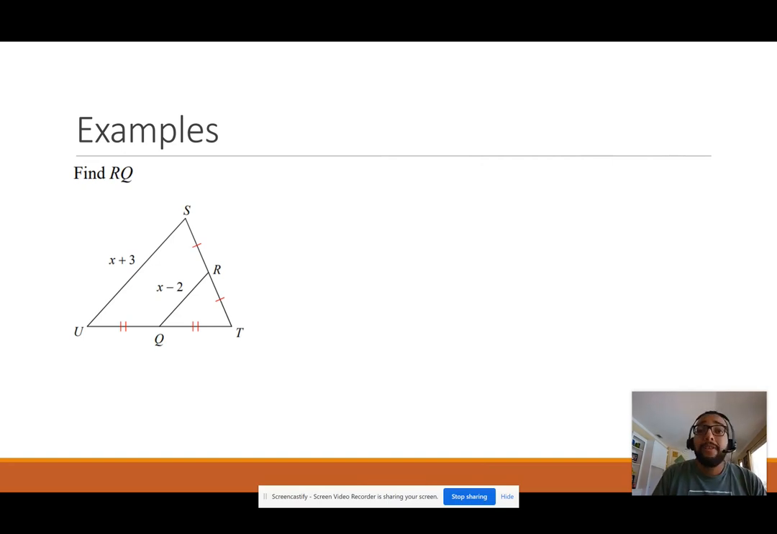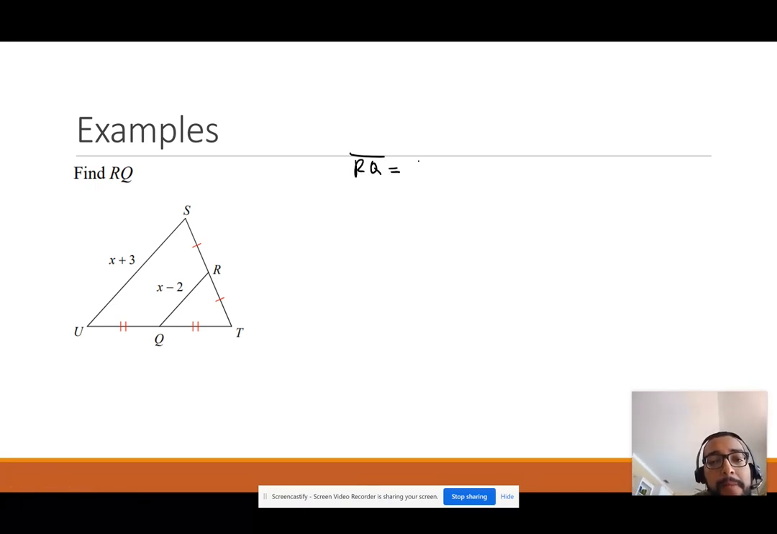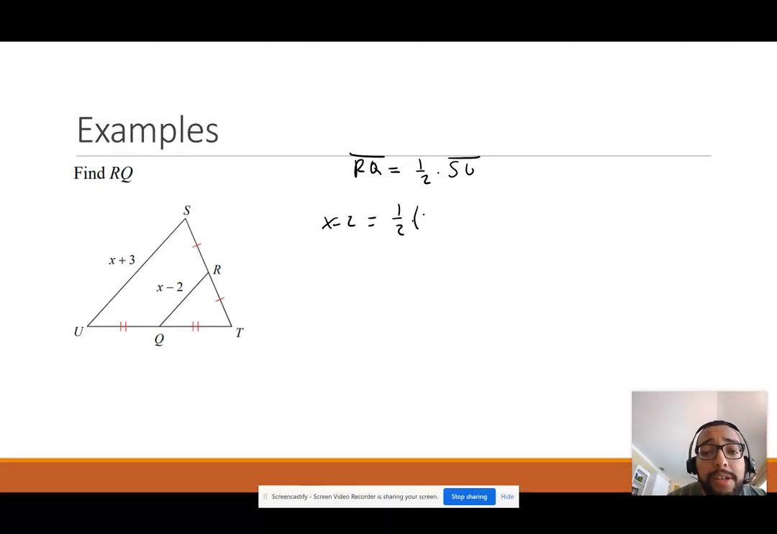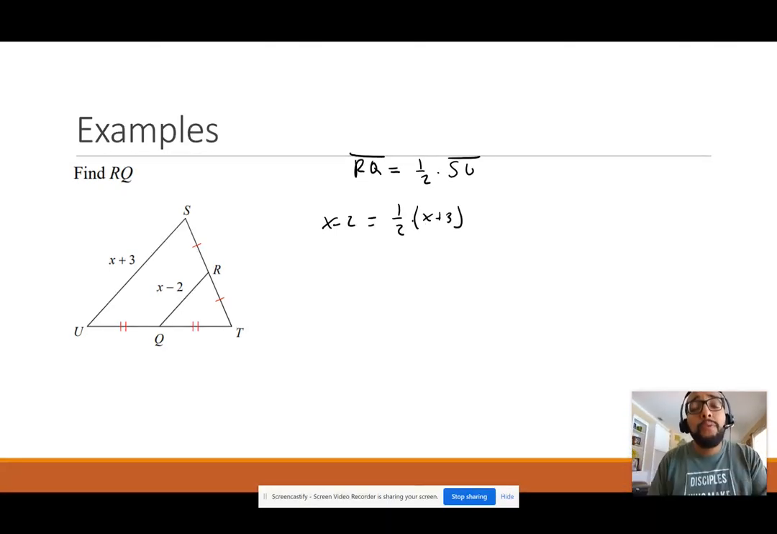Another example here, very same. So set up RQ is 1/2, and we'll say SU. The mid-segment, which is RQ in this case, is 1/2 of the triangle's base, which is SU in this case. Now, plug in what you know. We know that RQ is x minus 2, and we know that SU is going to be x plus 3, but again, it's all of SU, so do not forget those parentheses there. If you forget the parentheses, you'll probably end up making a mistake.